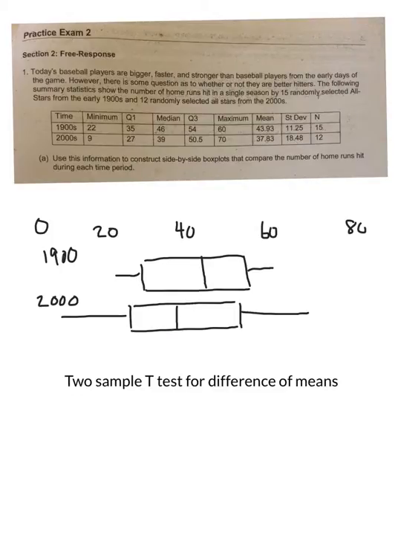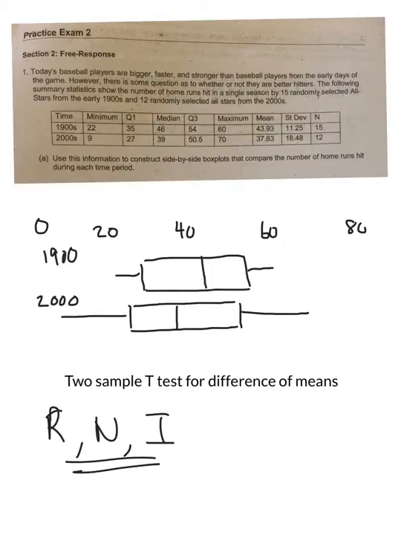And then the last one is the conditions. Remember, we're going to look for random, normal, independent, right? Random, normal, independent. So we've done this so many times. So, is it random? It says it in the problem. Is it normal? Well, the normal part is a little tricky.